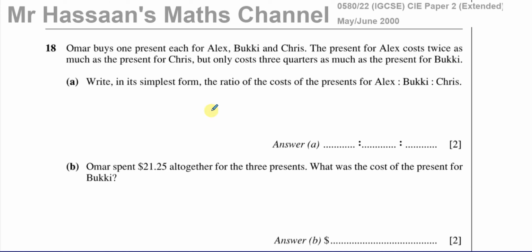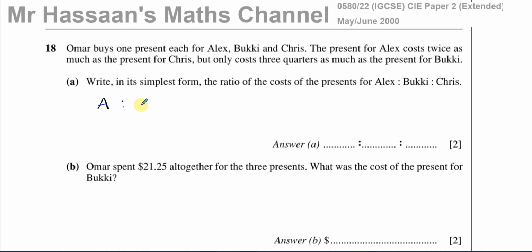It says, Umar buys one present each for Alex, Bookie, and Chris. The present for Alex costs twice as much as a present for Chris, but only costs 3/4 as much as a present for Bookie. Write down in its simplest form the ratio of the cost of the presents for Alex, Bookie, and Chris. So slightly more complicated than normal, but it's still fine. So let's see if we can deal with this question.